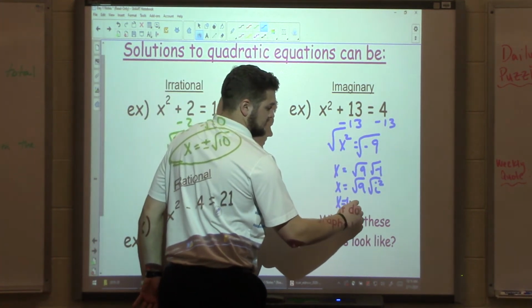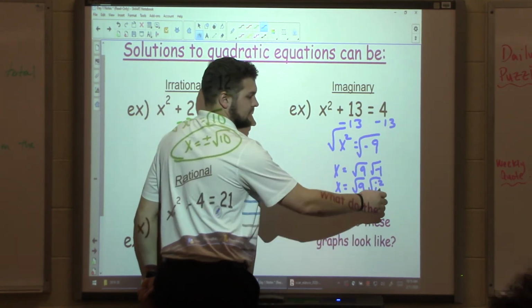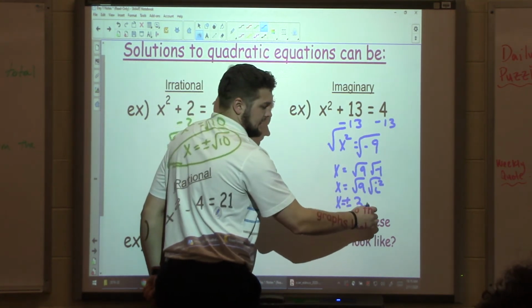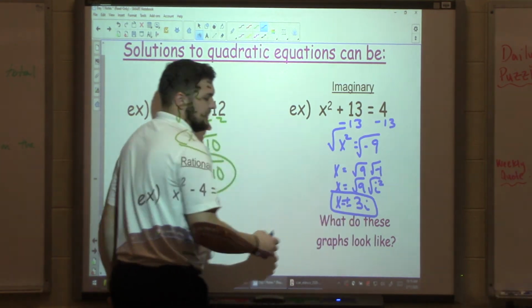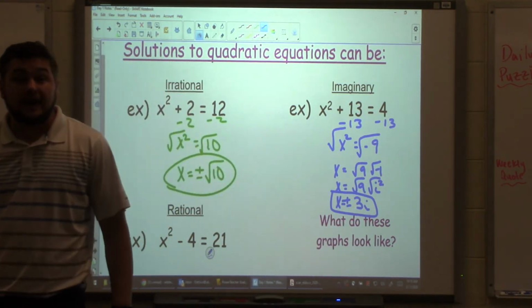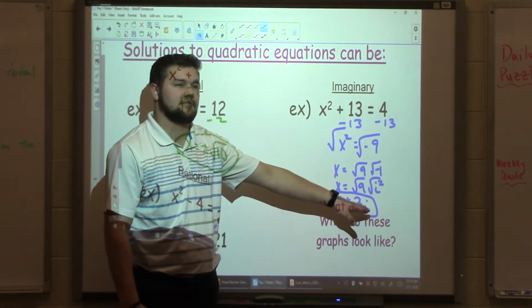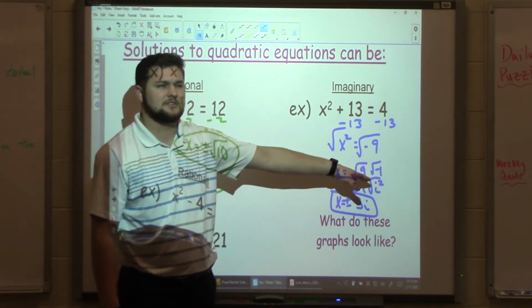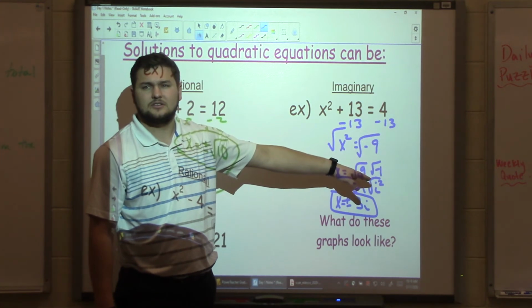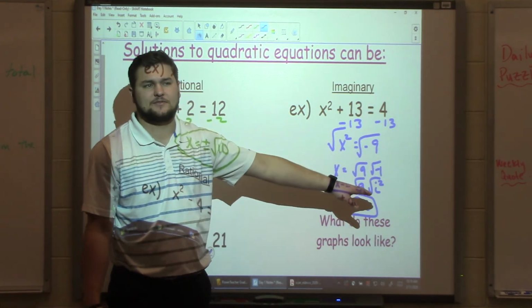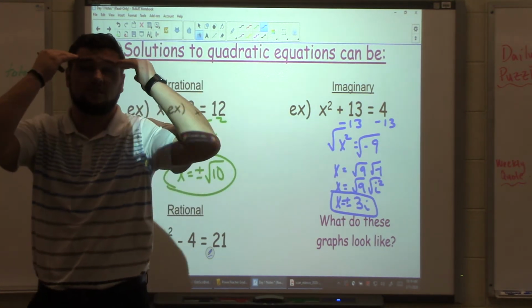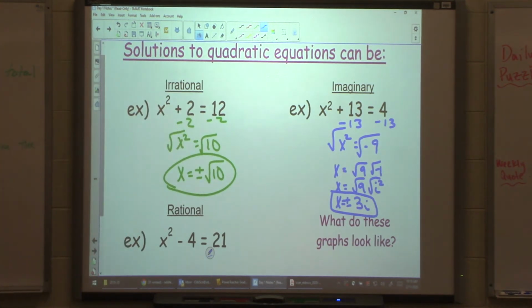Oops, equals positive -3. What's the square root of i squared? i. So I get positive -3i. Now, if you can tell from -9, you can go right to positive -3i. If you do all the in-between steps, that's fine. You don't have to show these in-between steps. If you can skip over those and it works in your brain, do it. That's fine. But if you need to write those steps out, write them out.